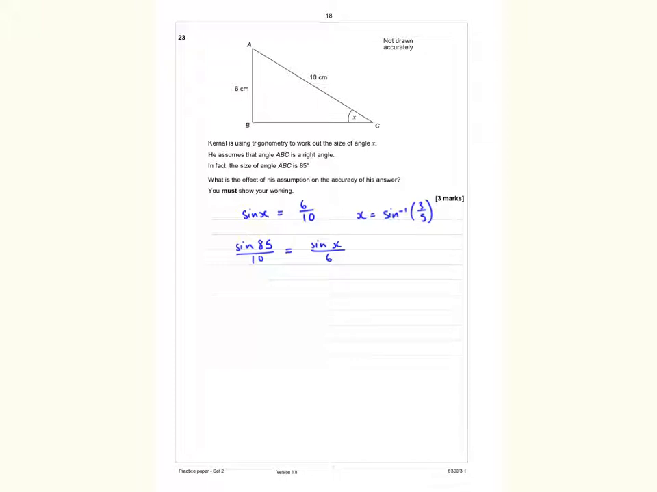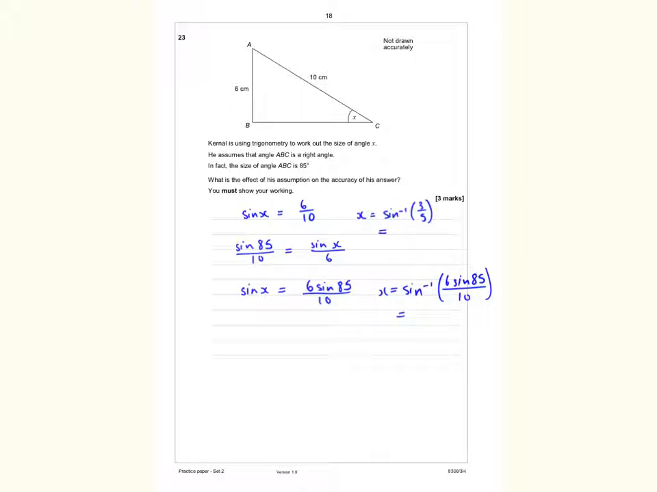Okay, so sine x, I'm going to write it this way now: sine x is equal to 6 times sine of 85 over 10, and that would mean x equals inverse sine of 6 sine 85 over 10. Okay, so I'll work out the two values. This value is using the assumption that he made, and this is the actual value of x. So let's do this one first.